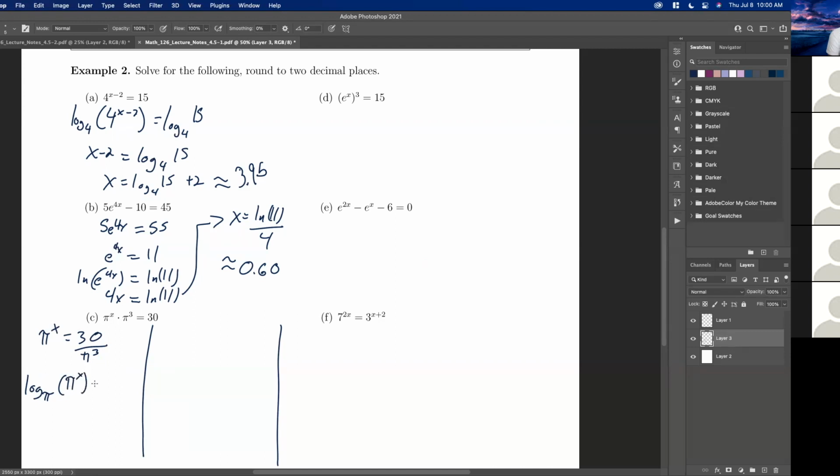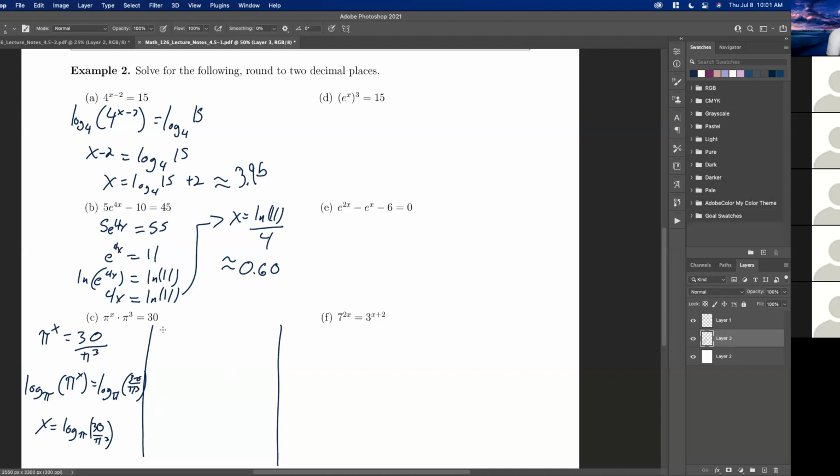So x equals log base pi of 30 divided by pi cubed. So here, this is just some numbers, so we divided it out. Here I get x is equal to log base pi of 30 divided by pi cubed, and that's our answer.